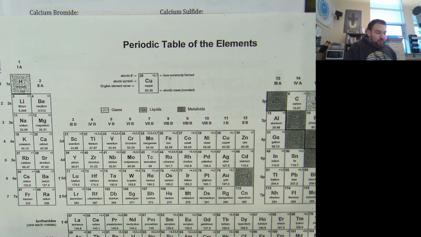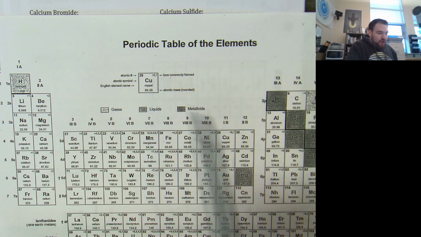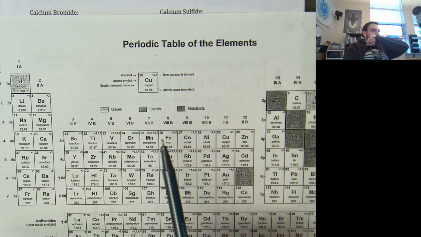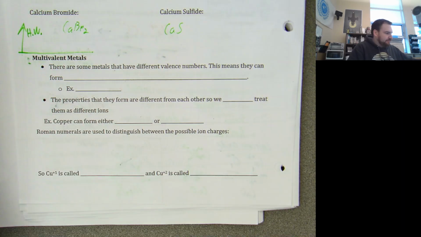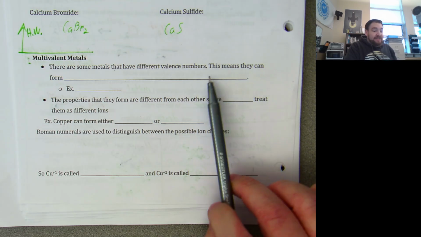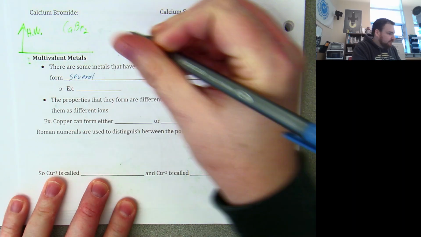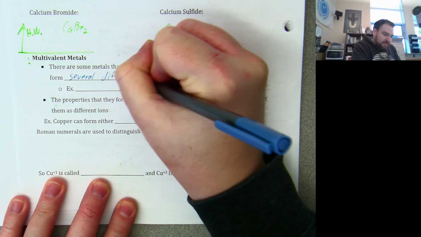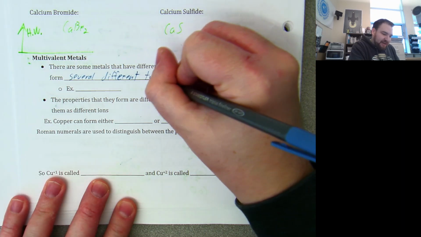So with these numbers up here where it says ions they commonly form, we also call these numbers valence numbers. It tells you what kinds of ions these guys form. So this means they can form several different types of ions.